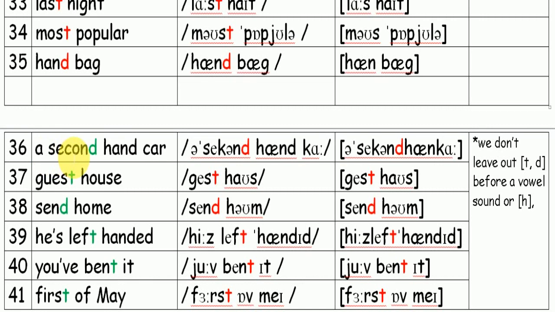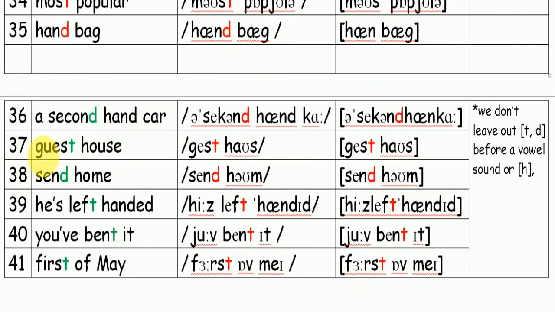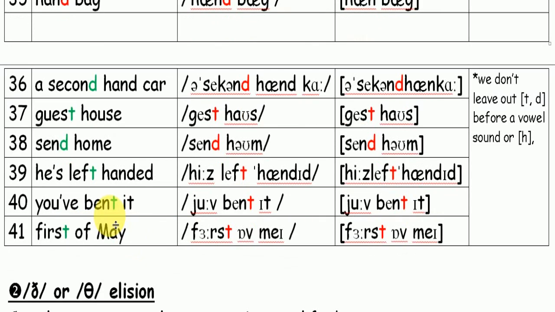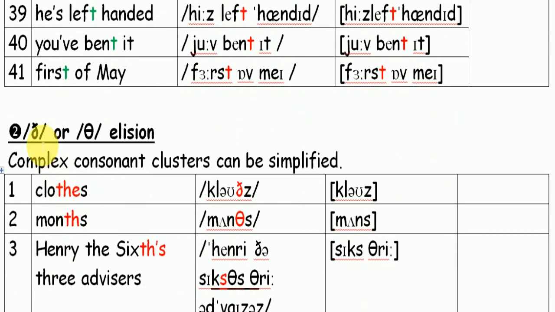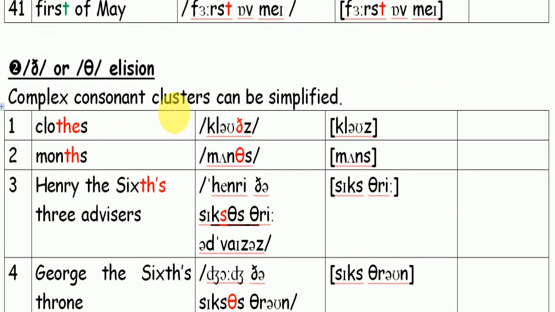As we have already said, we don't leave out the t or d before a vowel sound or h. So here, second-hand car. Guest house. Send home. His left hand. First of May. Religion or image. Complex consonant clusters can be simplified.